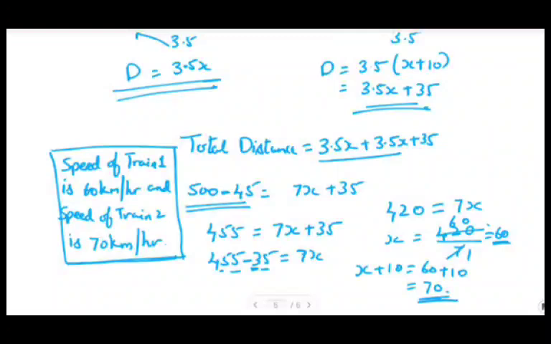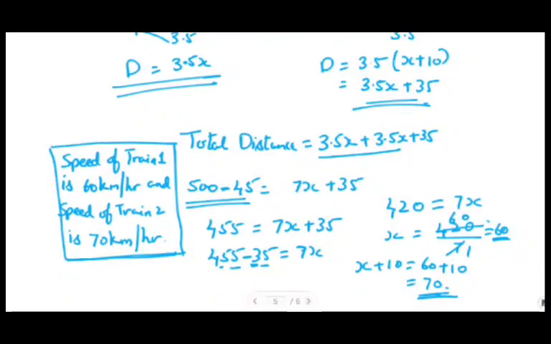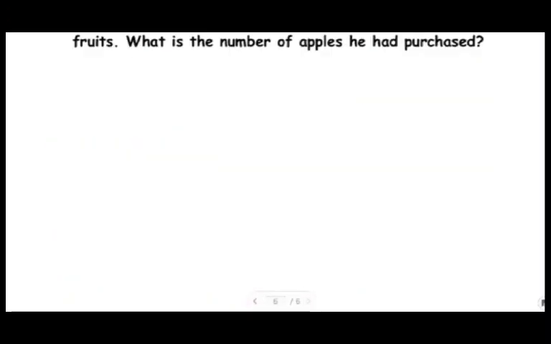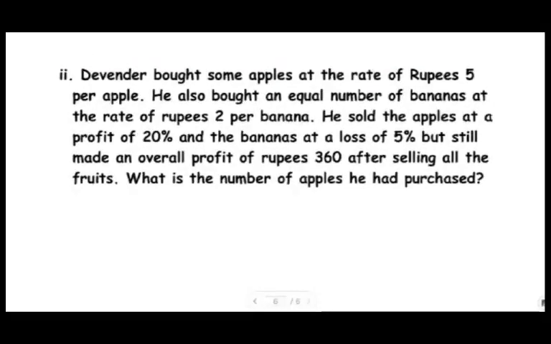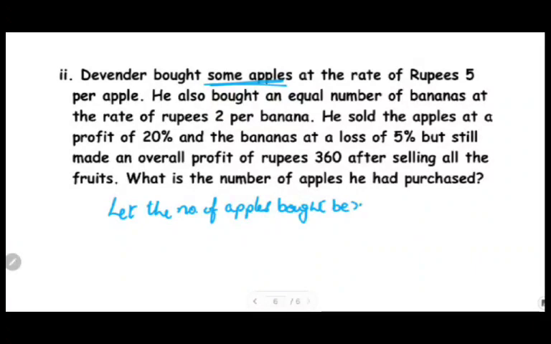Alright children, sum of the day. Devender bought some apples at the rate of ₹5. So 'some apples' gives me the hint. Let the number of apples bought be x at the rate of 5.